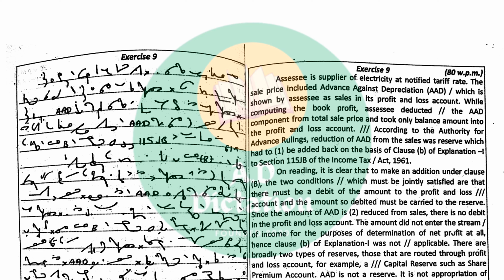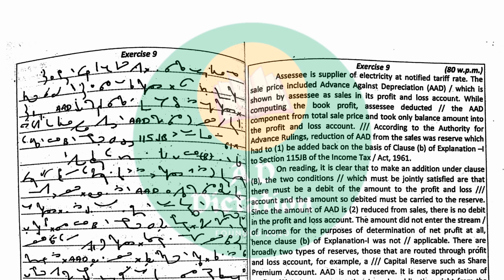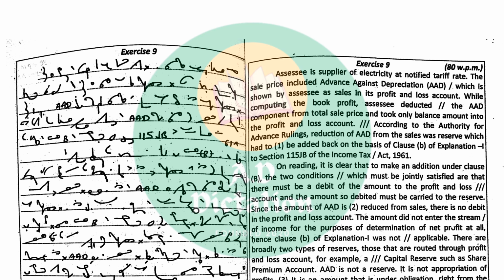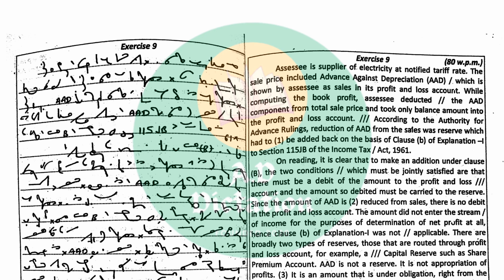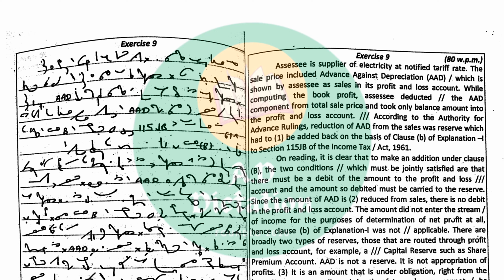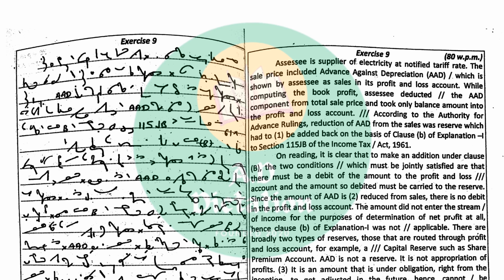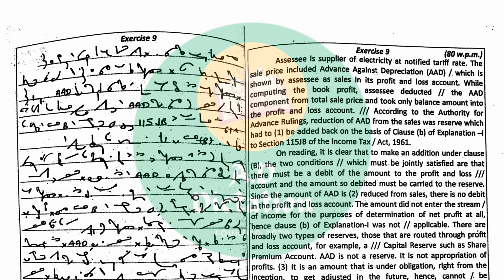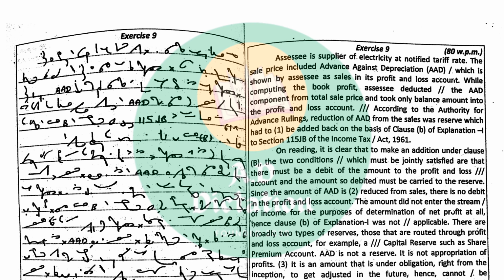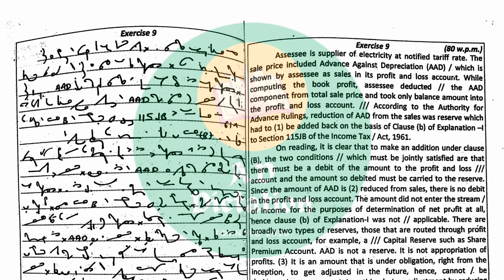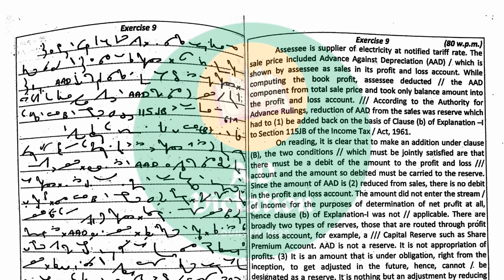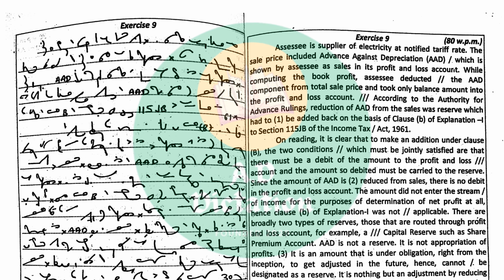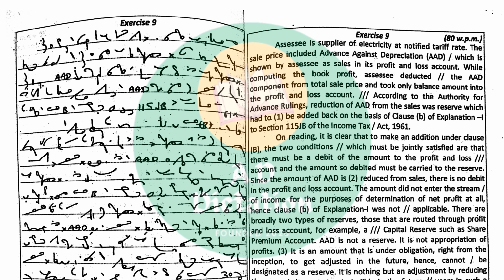SSE is a supplier of electricity at a notified tariff rate. The sale price included advance against depreciation (AAD) within brackets, which is shown by SSE as sales in its profit and loss account. While computing the book profit, SSE deducted the AAD component from the total sale price and took only the balance amount into the profit and loss account.